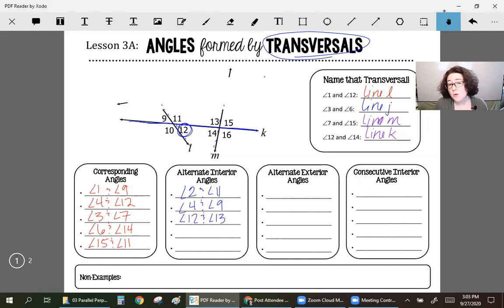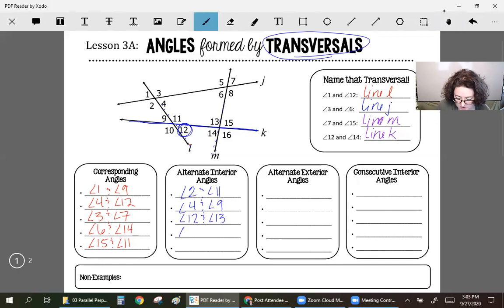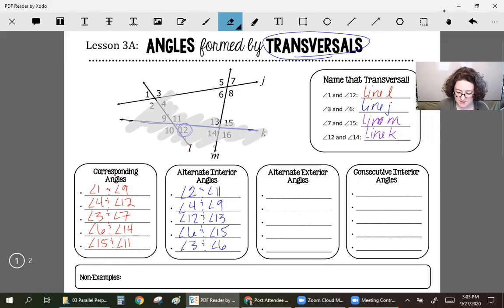Now again, there's a whole bunch of different pairs, but just two of the possibilities we could use, for example, angle 6 and angle 15. I could also use angle 3 and angle 6. Again, those are on opposite sides of the same transversal, but they're in between the two other lines that transversal hits. Okay, next piece is alternate exterior angles.